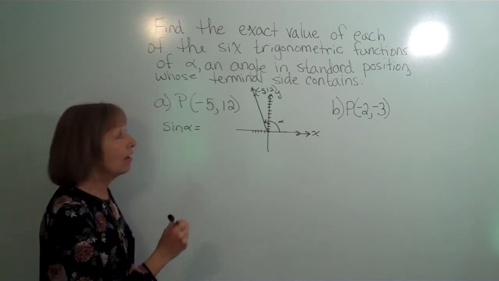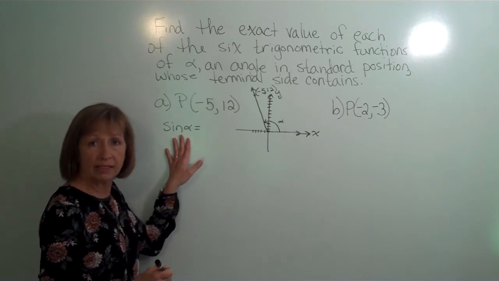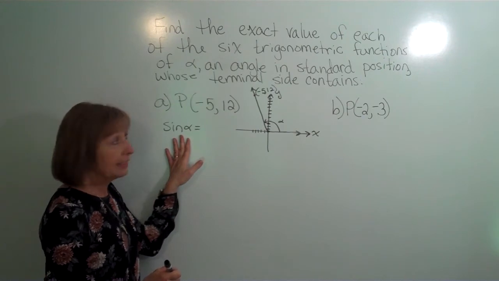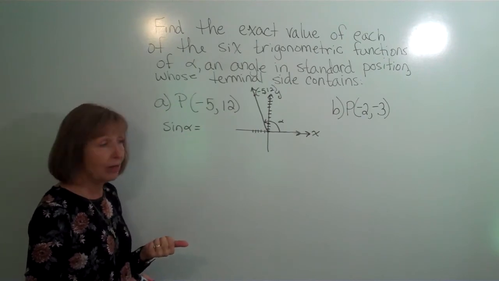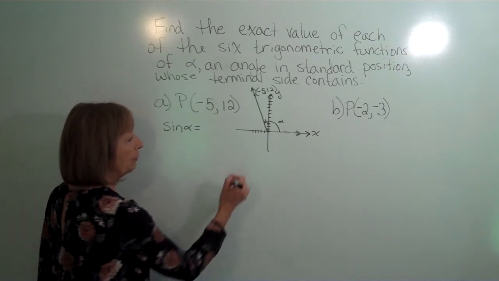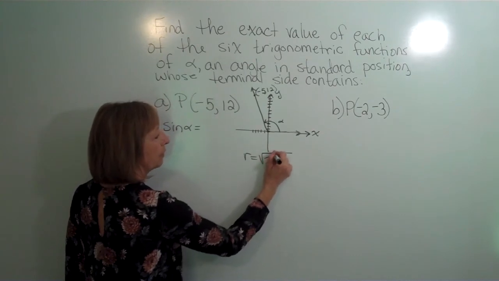Remember, the sine of any angle in standard position where you have a point along the terminal side is the y coordinate over r. Now, we do need to find r for this before we get going on our trig ratios. And remember, r is equal to the square root of x squared plus y squared.